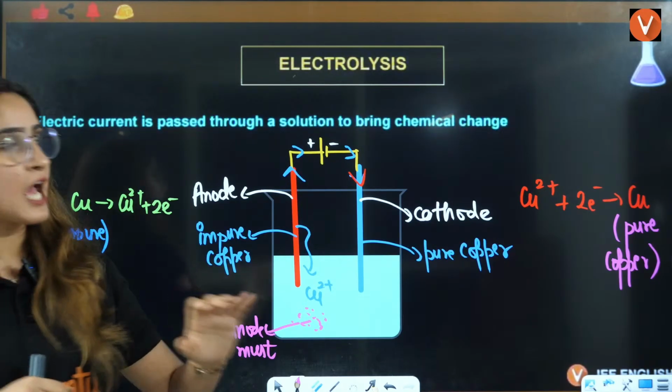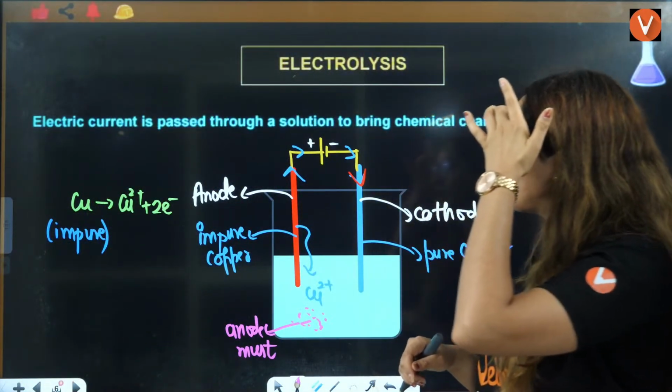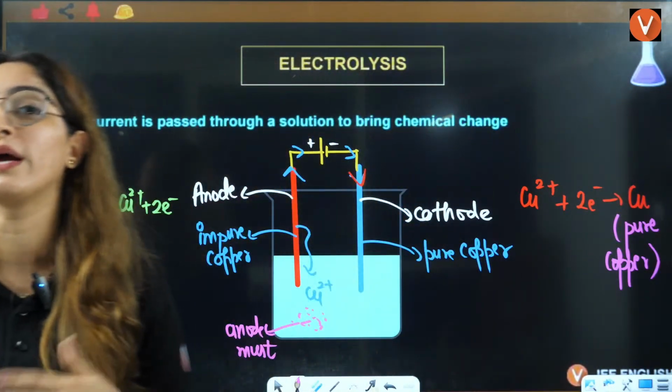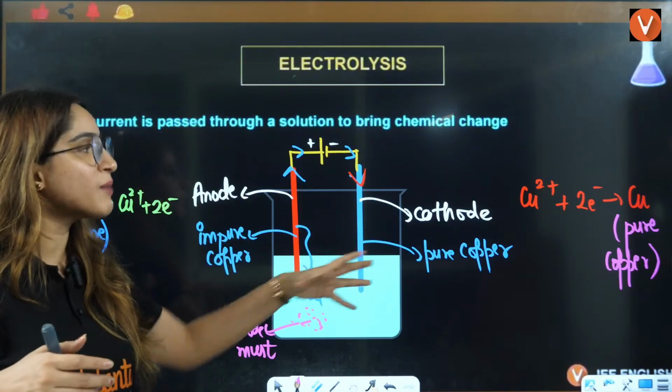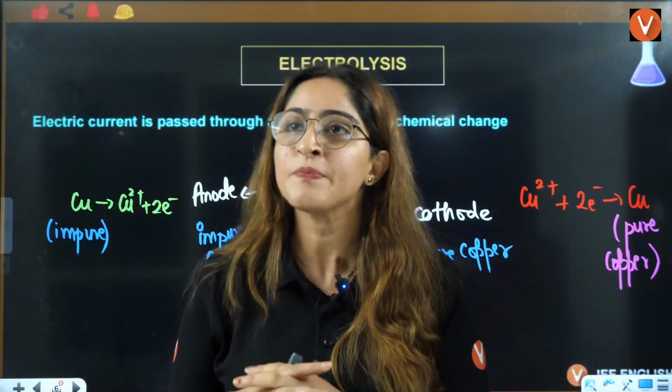So let me know in the chat box if this particular thing is clear to all of you or not, that is how we actually do copper refining through electrolysis. This is the same process that we use for all the different kinds of electrolysis, right?